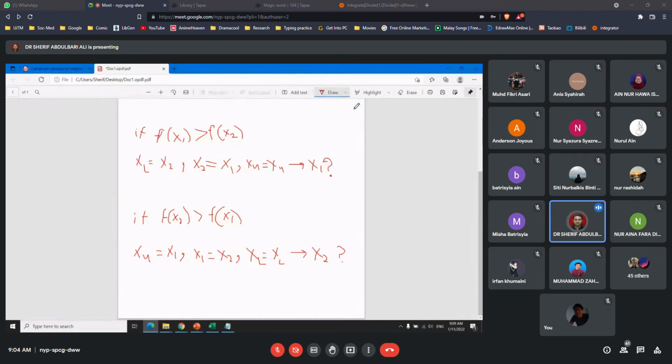You can see from my screen here that this is the rule for golden section. If the function of x1 is greater than the function of x2, then x lower will take x2, x2 will take x1, x upper will remain the same, and you need to find the new value of x1 by calculating a new value of d. If the function of x2 is greater than the function of x1, x upper will take x1, x1 will take x2, x lower will remain the same, and x2 you need to calculate using a new value of d. So these are the rules for how to find it. And take a screenshot of this.